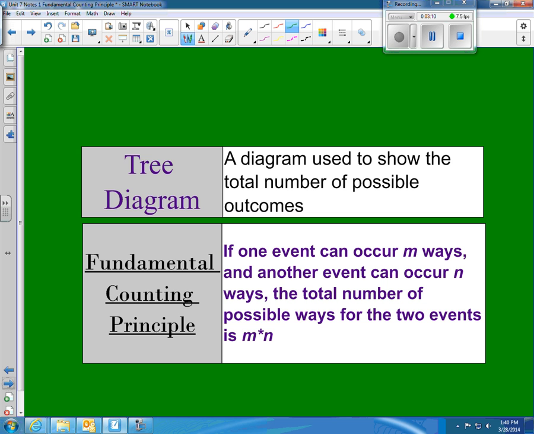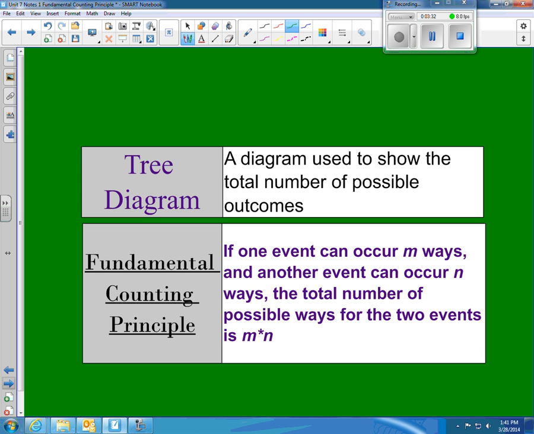Okay, so let's talk about, well, what is a tree diagram? It's what we just did. It's a diagram used to show the number of possible outcomes. This is your total number. So this is diagramming out all those options. That's one way we can do some probability, or we can introduce ourselves to the fundamental counting principle.